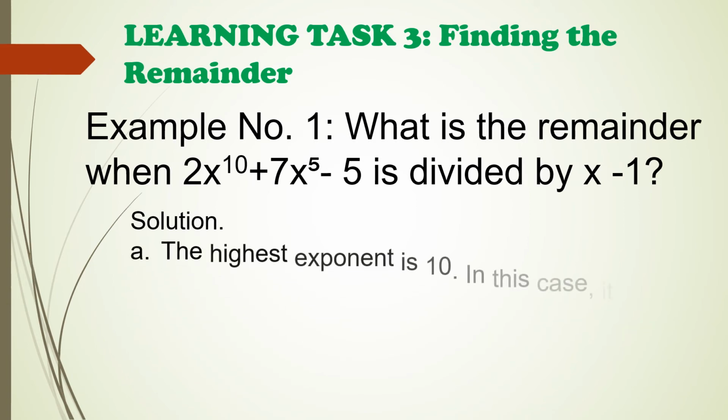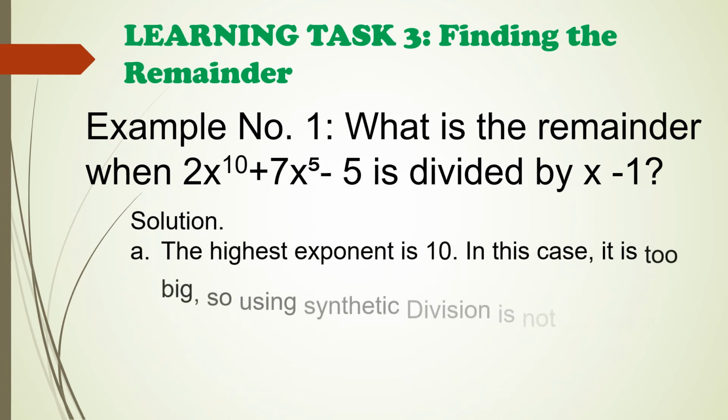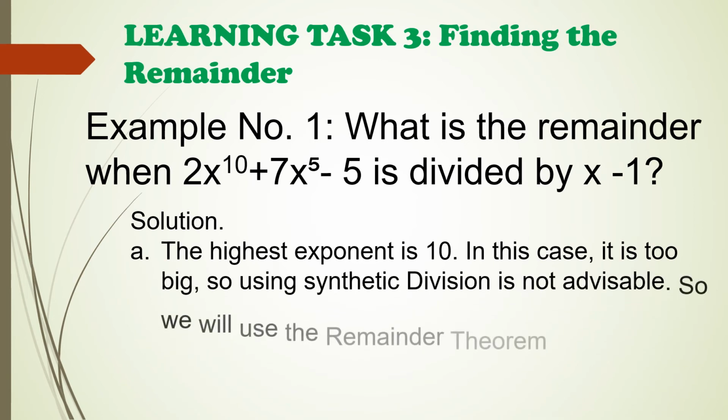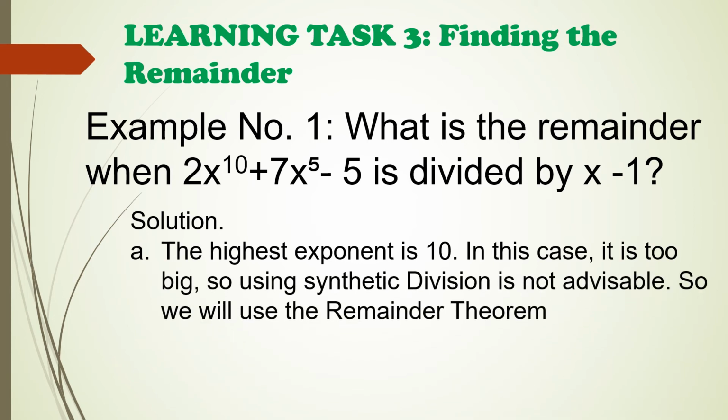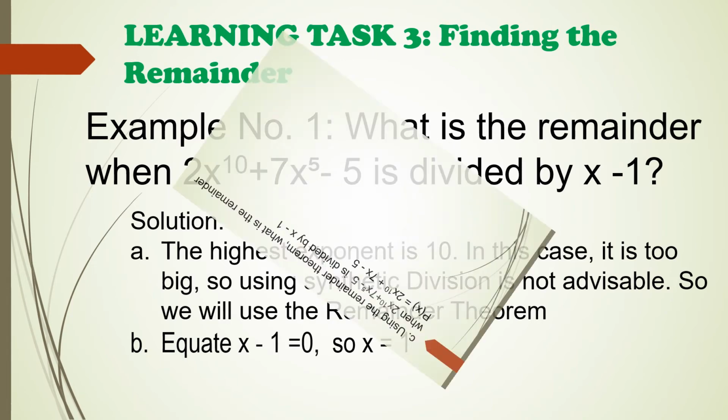Okay, the highest exponent is 10. In this case, it is too big. So using synthetic division is not advisable. So therefore, we will use the remainder theorem. So by remainder theorem, we will equate x minus 1 equals 0. So it means x is equal to 1.